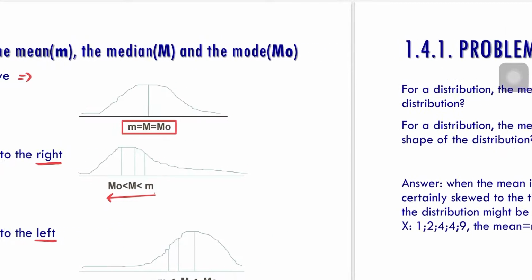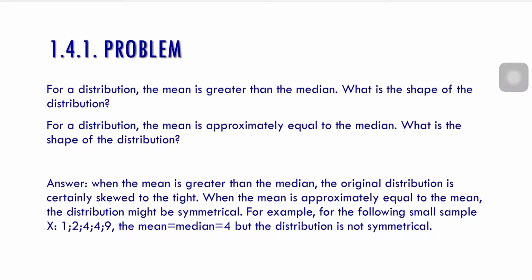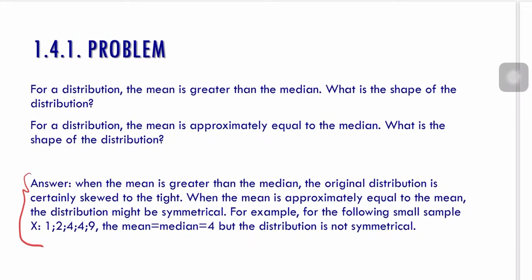It is very, very easy. As you see here, if it is symmetric, the mean, median, and mode are all the same. If skewed to the right, the mean is bigger than the median, bigger than the mode, and if skewed to the left, the mode is bigger than the median, bigger than the mean. I wrote some examples here, and please write other examples for yourself with this data.